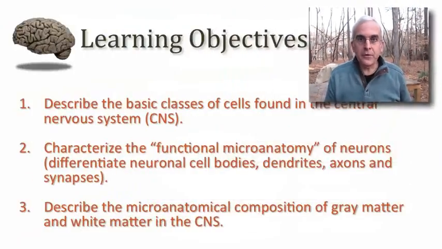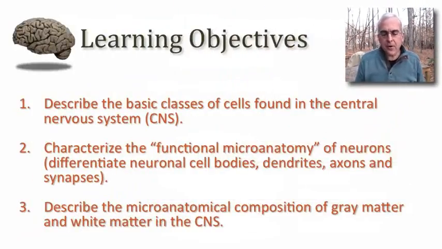As we think together, I have three learning objectives for us to consider. First, I want you to be able to describe in very basic terms the classes of cells found in the central nervous system. I want you to be able to focus on one particular class that will spend much of our time in Unit 1 of this course considering, the neurons.